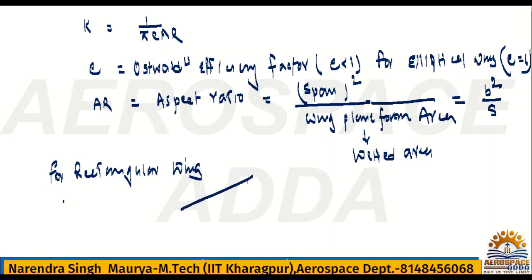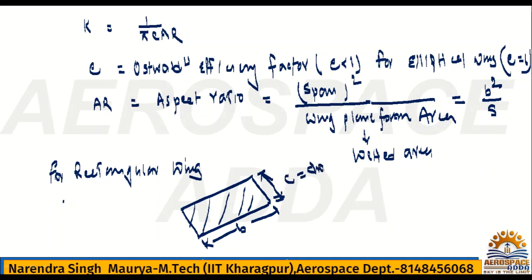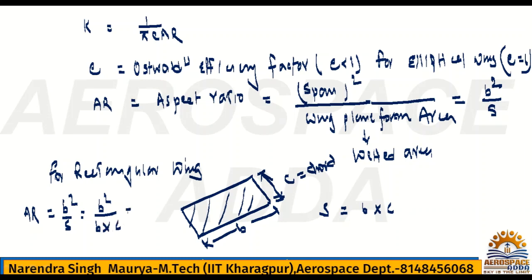For the rectangular wing, see, this is the rectangular wing. This is B, this is C. C for chord. Okay, the chord of the airfoil, you know that, right? So what is the planform area? It is B into C. So what will be the aspect ratio for a rectangular wing? It is B square by S, means B square divided by B into C, means B by C. This is for the rectangular wing. All right. So hope you understood the basic analysis of the drag polar equation and all the variables available in it.